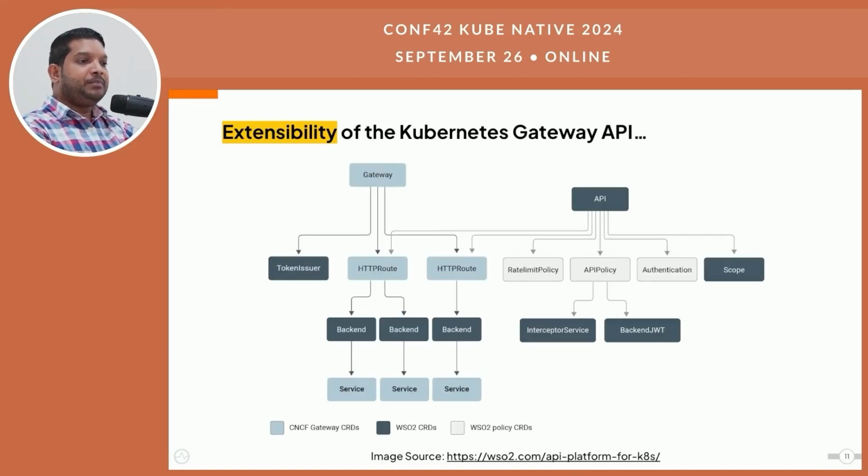WSO2 APK is an implementation built on top of the Kubernetes Gateway API, extending its capabilities with additional custom resources. These custom resources have been designed to address gaps in the default Gateway API, providing more comprehensive configurations. This includes definitions for backend services as well as policies for rate limiting, authentication, scopes, and more, allowing for enhanced control and functionality within the platform.